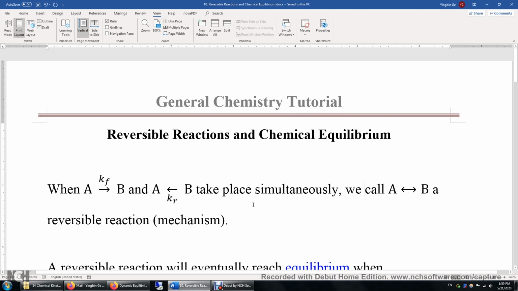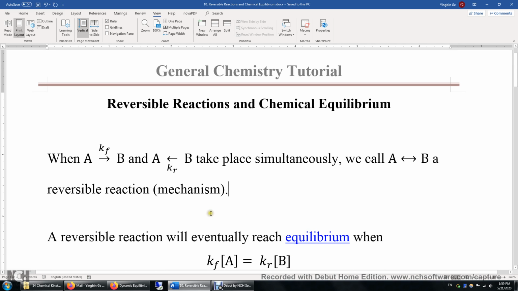In this video, I'll talk about reversible reactions and chemical equilibrium. If the reaction from A to B and the reaction from B to A take place at the same time, we put a double arrow between A and B, and we say it's a reversible reaction. Actually, it's not just one reaction, it's two reactions. And we say it's a reaction mechanism more accurately.